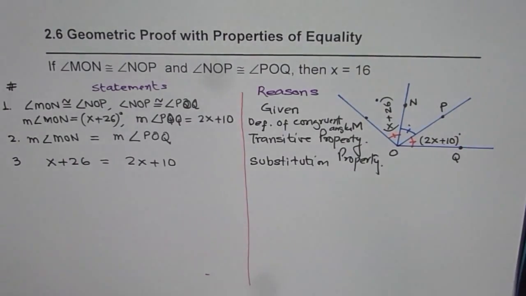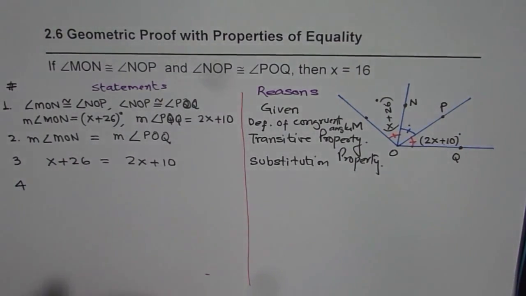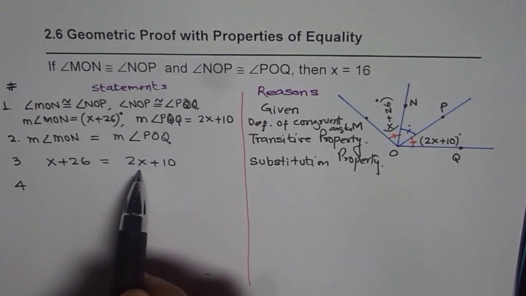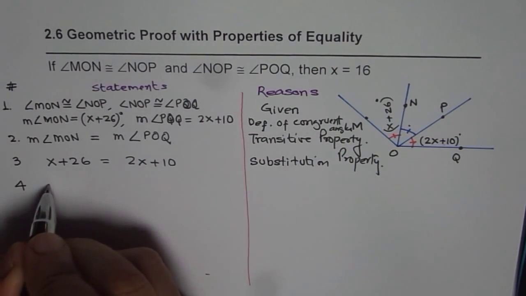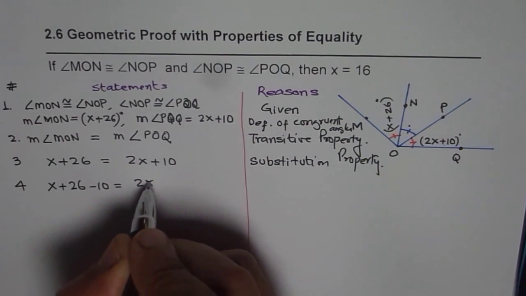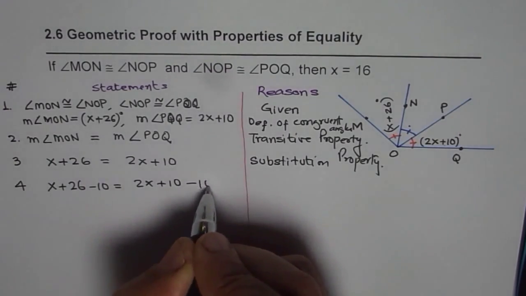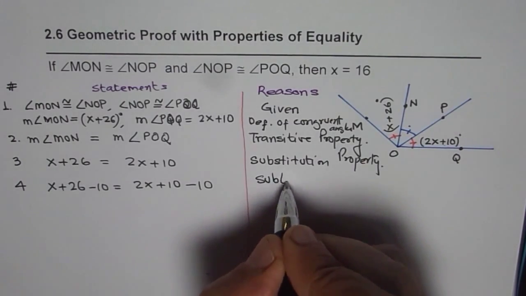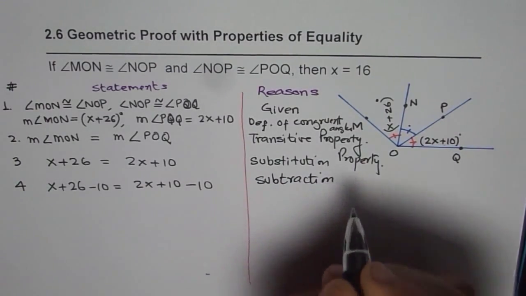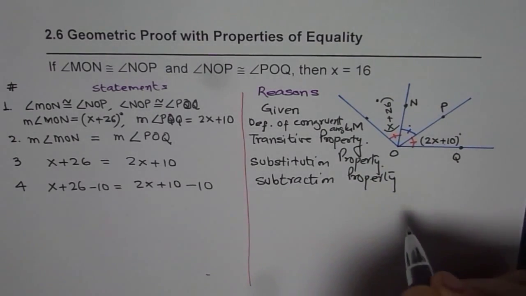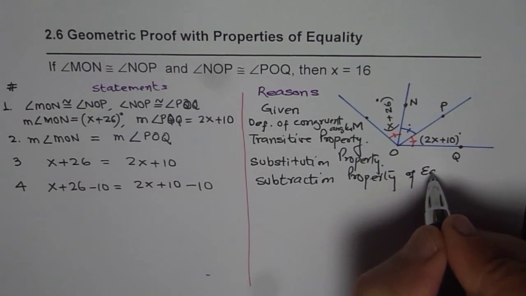I hope it's becoming easier and easier as we follow the steps. We need to prove that x equals 16. Keep that in mind. Now 2x is greater here, so let's remove that 10, right? So how can we do it? We can write x plus 26, take away 10, 2x plus 10, take away 10. So the property utilized, we subtracted, right? So it is the subtraction property. If a equals b, then a minus c equals b minus c. Subtraction property of equality, right?